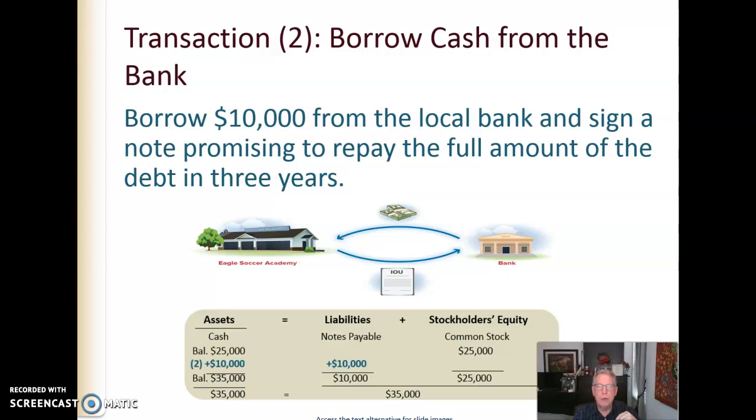In transaction 2, we're going to borrow some money from the bank. In this case, we're going to sign a formal note. If we sign a formal note, it's going to be a note payable. If it's simply a promise to pay, it'll be an account payable. But here it's a note payable. Cash is going up because we're receiving money from the bank, and notes payable, a liability, is going up on the right-hand side. As you can see, again, the accounting equation remains in balance.